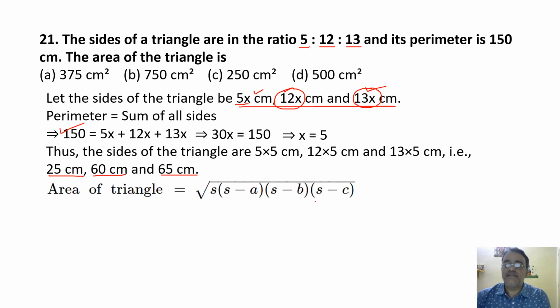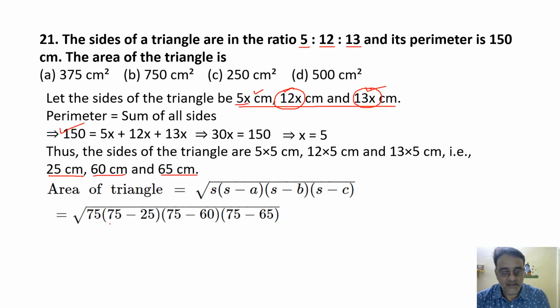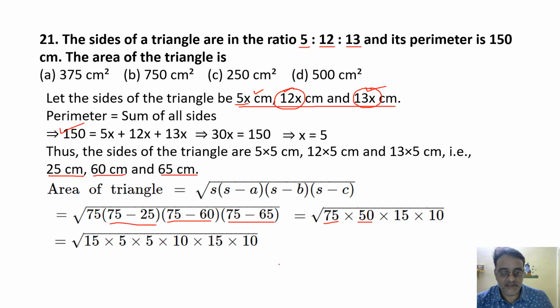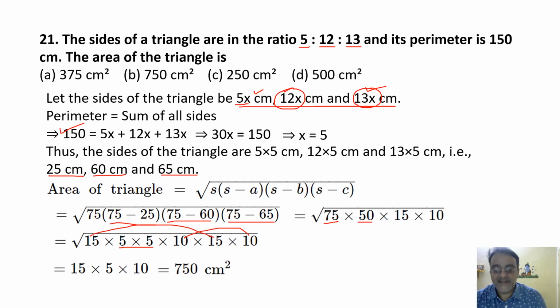Then we'll substitute the values of S, A, B, C. ध्यान से देखो, this will become 50, and this will become 15, and this will become 10. Right? 75 we will write 15 into 5, and 50 we will write 5 into 10. So we'll get this one. अब देखो सभी दो दो में आ गया, पेयर में आ गया. 10 also in pair and 15 also in pair. So when we take the square root, we have to write only one number. So 15 into 5, 75 into 10, 750 centimeter square. And the correct option is option B.